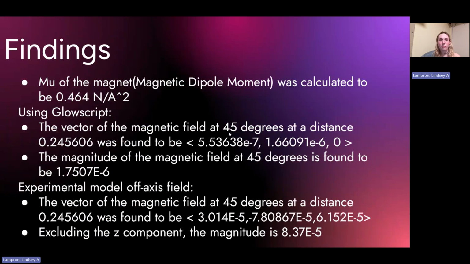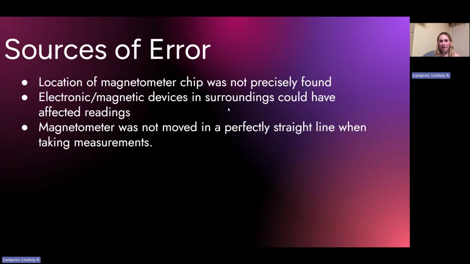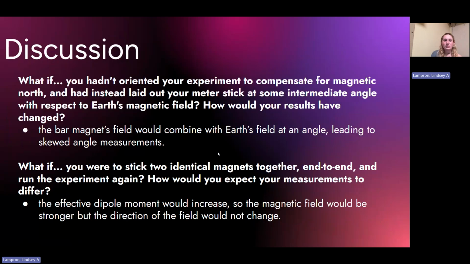I had a lot of problems with the finickiness of the app, and also some more sources of error. The location of the magnetometer chip could not have been perfectly precisely found in my iPhone, and also any electronic or magnetic devices in the surroundings could have affected my readings. And I also could have not moved my magnetometer in a perfectly straight line when taking measurements. So that, in conjunction with the fact that the app was glitching out, led to maybe not perfect measurements and an n of -4.